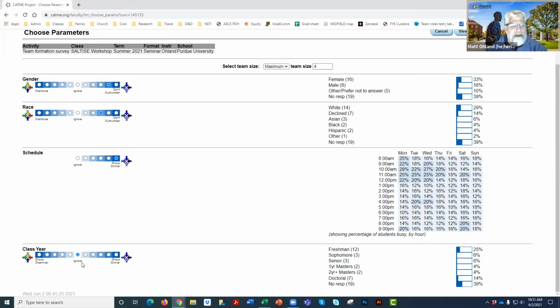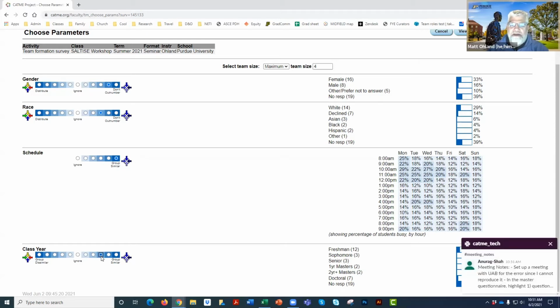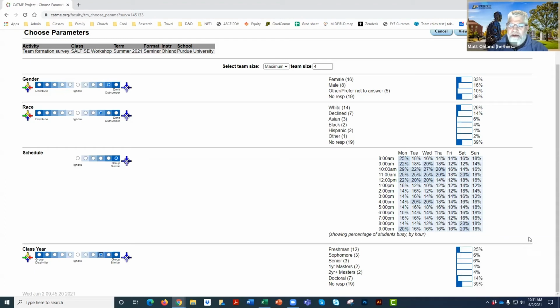And then finally, class year. It's typically nice to group students that are similar based on class year. In my case, in a class that is intended for first year students, if students are making up that class later as seniors, they generally have a fairly low tolerance for working with students who are first year students, new beginners.